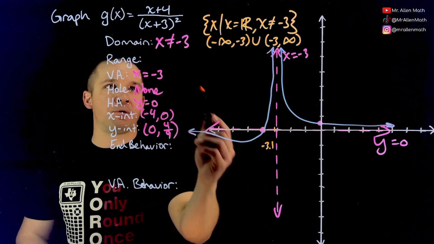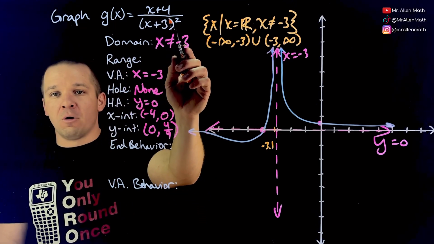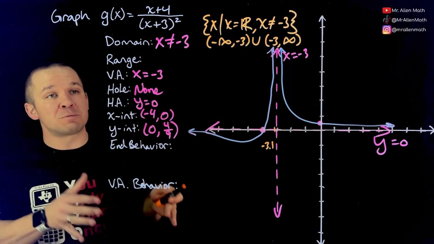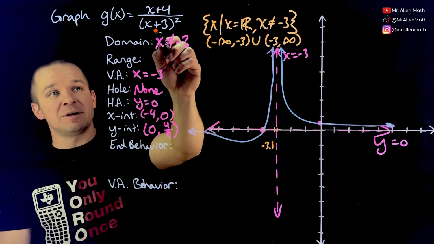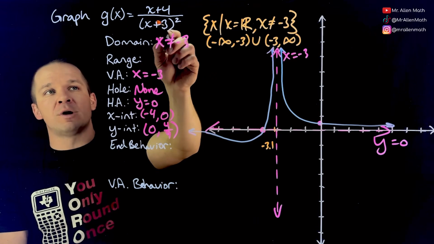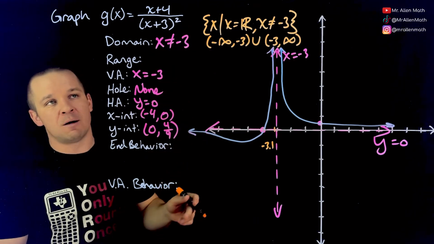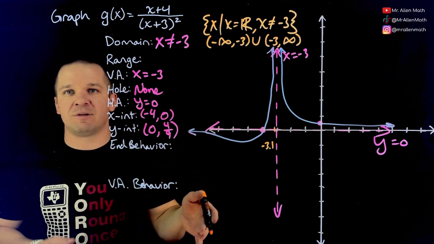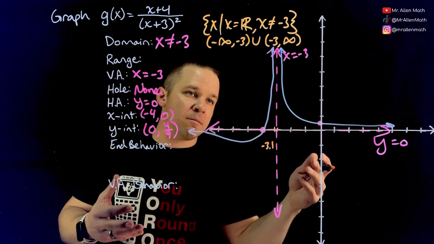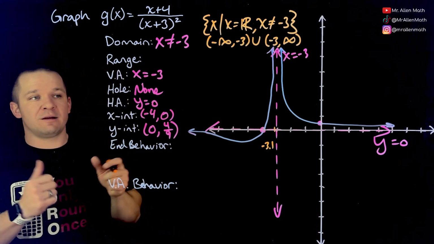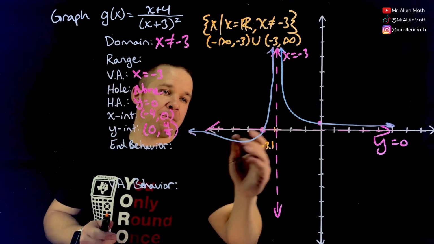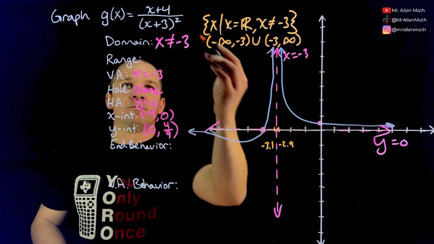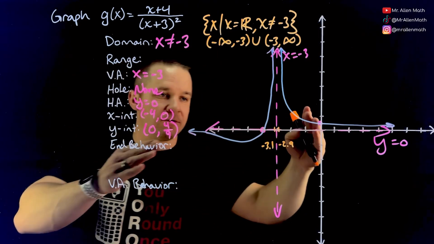Well, I plug in -3.1. -3.1 plus 4 is a positive number, positive 0.9. But I don't care what the number is. I just care if it's positive or negative. And the denominator is squared, so it's always going to be positive, no matter what I plug in for x, other than -3, obviously. So I have a positive divided by a positive. That's going to be a positive result. Hence, it's going up. Same goes over here. If I plug in -2.9 on the other side, I get a positive over a positive. They're both going up.